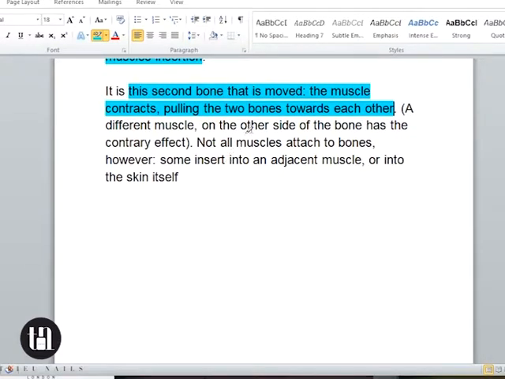And a different muscle on the other side has the contrary effect. So when one muscle tenses, the other relaxes. So for example, biceps and triceps. Not all muscles are attached to the bone. Some insert into another muscle or into the skin itself.